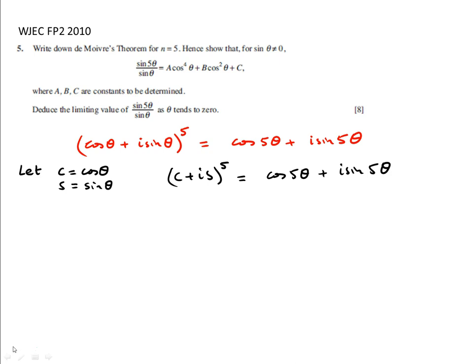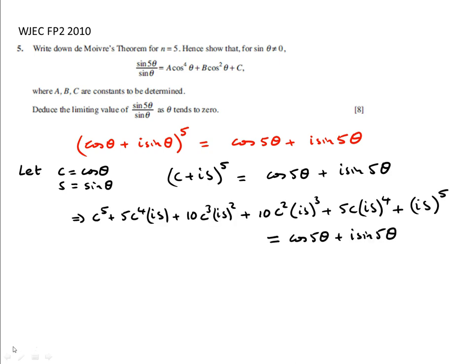We can use the binomial expansion now to expand (C plus iS) to the power 5. So binomial expansion will give me C to the 5 plus 5 lots of C to the 4 iS plus 10 lots of C cubed iS squared plus 10 lots of C squared iS cubed plus 5 lots of C times iS to the power 4 plus iS to the power 5 must equal cos 5 theta plus i sine 5 theta.